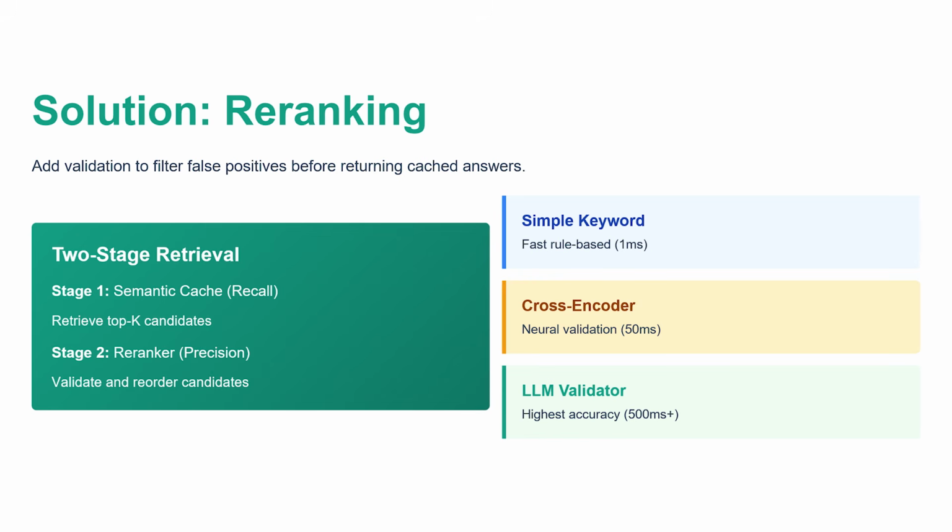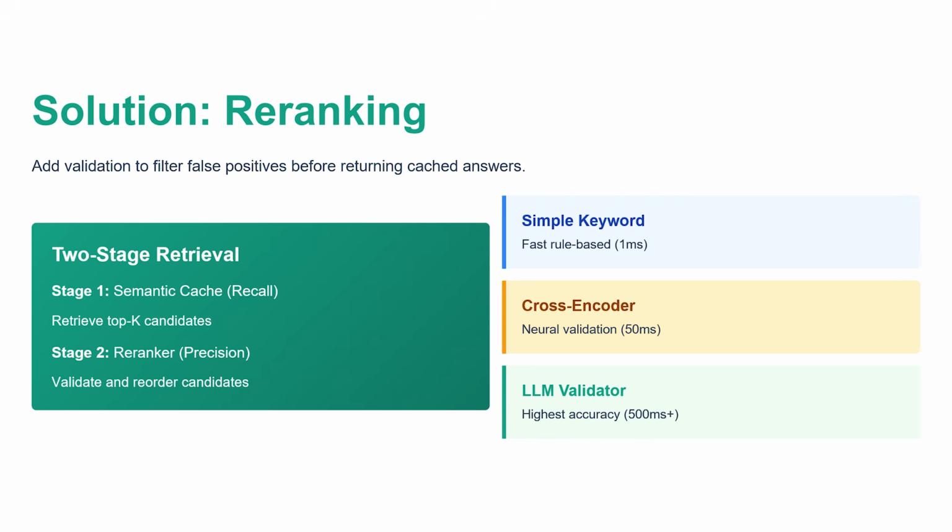So this is where re-ranking comes in. It's a two-stage approach. Stage 1, your semantic cache. This is optimized for recall. You grab the top 5 or so candidates that are semantically close. Stage 2, the re-ranker. This is optimized for precision. It validates whether these candidates actually answer the user's specific question.